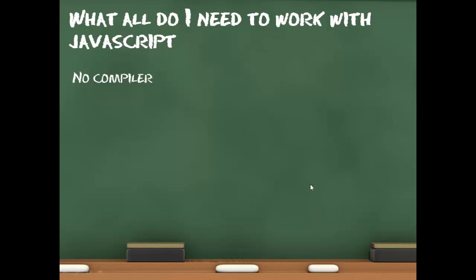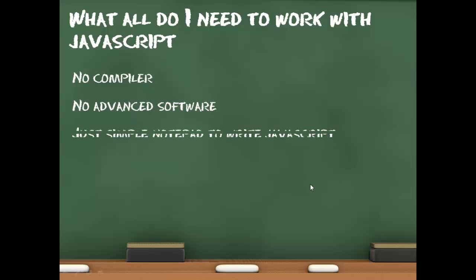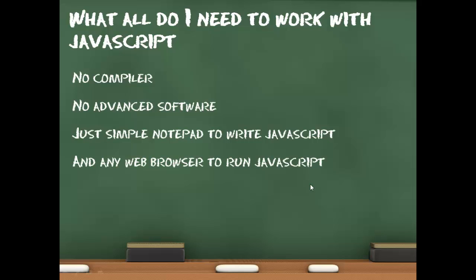So JavaScript is interpreted step by step, line by line. So it's basically a scripting language. So you need no compiler to work with JavaScript. No advanced software. So for writing JavaScript, there's nothing critical that you need to download, that you need to have with you. So no compiler, no advanced software. Just a simple notepad is sufficient to write JavaScript. That's it, right? So you need a notepad to write JavaScript, and you need a web browser to run JavaScript, right? So these are the only two things that you need to work with JavaScript. That's it. And basically every computer has these two things. So you are basically ready to write JavaScript with whatever you have with you in your computer right now.